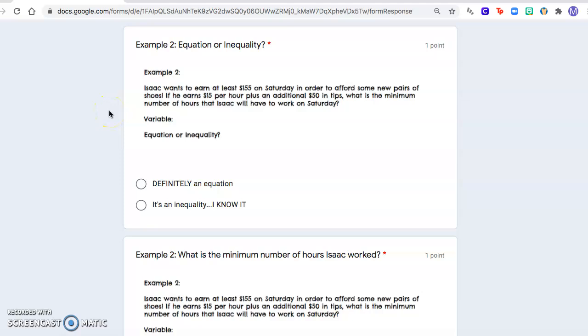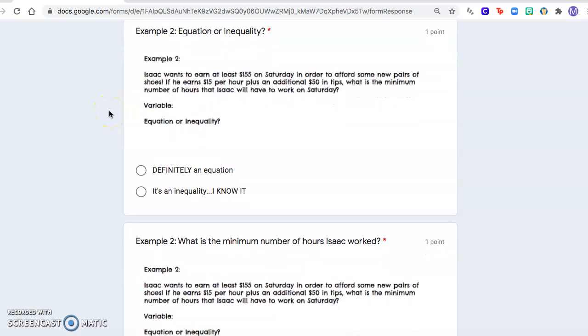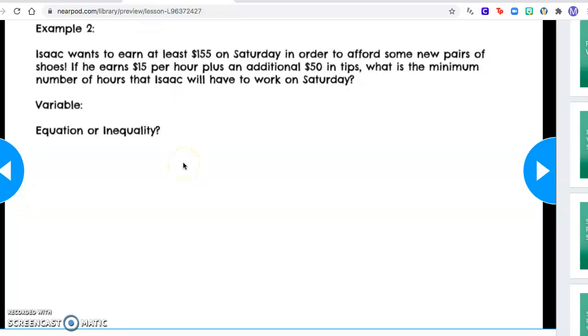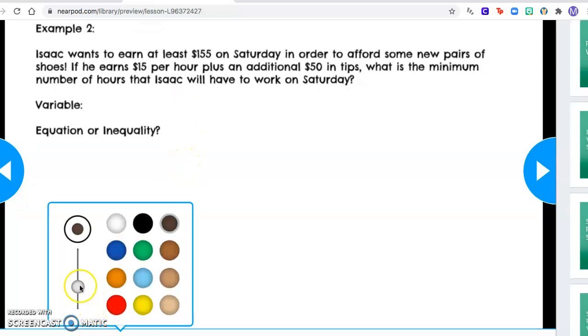Alright everyone, now we are on example 2. So what is example 2 telling us? It's saying that Isaac wants to earn at least $155. So what I'm going to do is actually do some annotation as we're looking at this.